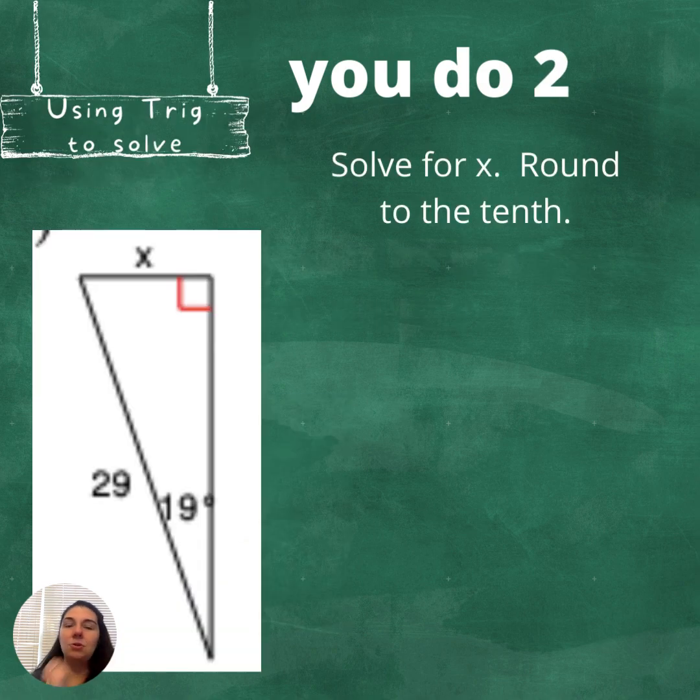Okay, you do number 2. There is a 29, there is a 19. The symbol with that is degrees, and there is an x. For this problem, I'd like you to round the answer to the 10th, which again is 1 decimal.